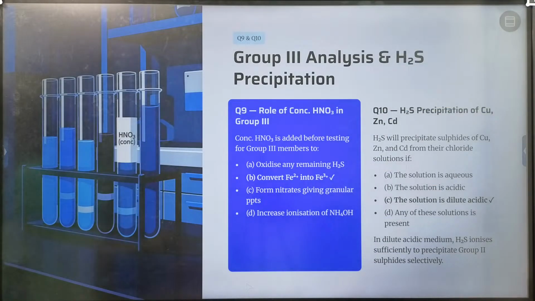So what is the role of nitric acid in group 3? Before analyzing, taking that centrifugate, you go for the analysis of the group 3 presence. Before adding that reagent, what is the group 3 reagent? The group 3 reagent is actually ammonium hydroxide and ammonium chloride, right? So before adding that, you have to add nitric acid and strongly heat it. Because most probably that group ion is either iron or aluminum, right?